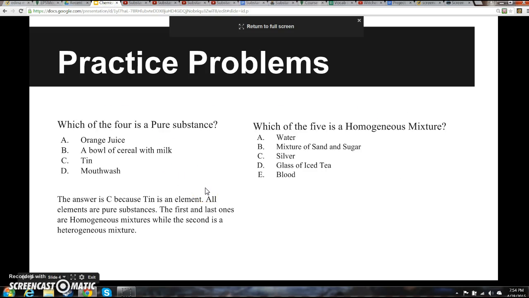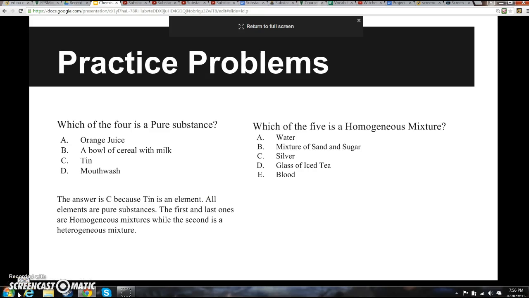Which of the four is a pure substance? Either orange juice, a bowl of cereal with milk, tin, or mouthwash? Well, the answer is C, because tin is an element, and all elements are pure substances. The first and last ones are homogeneous mixtures, while the second is a heterogeneous mixture.